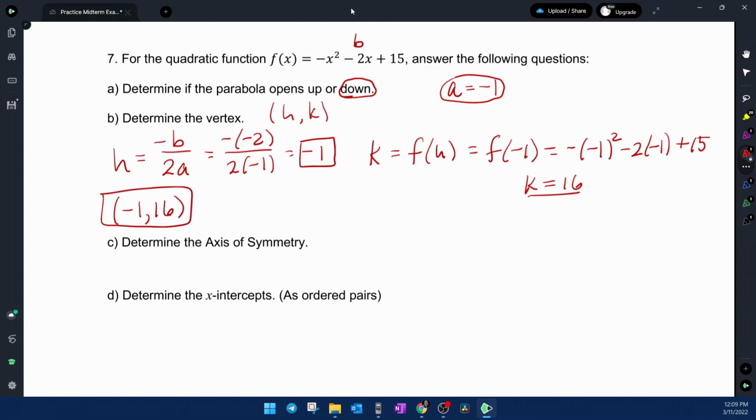Next, determine the axis of symmetry. Remember, that has to be an equation, so you have to have an x equals, and that is always x equals h, which is negative 1.